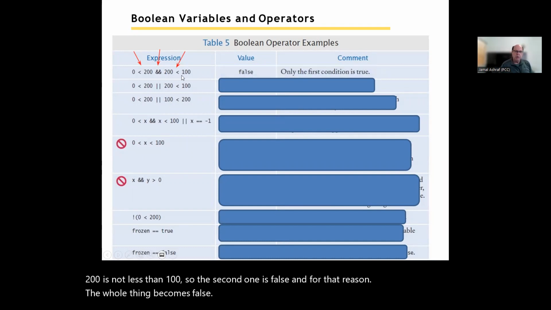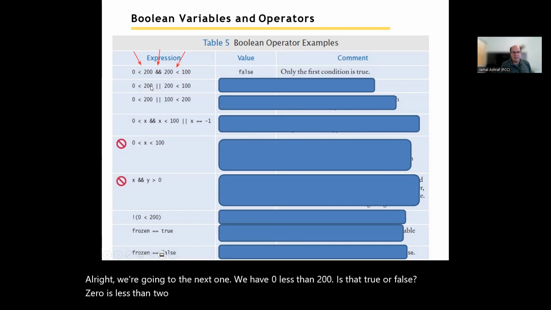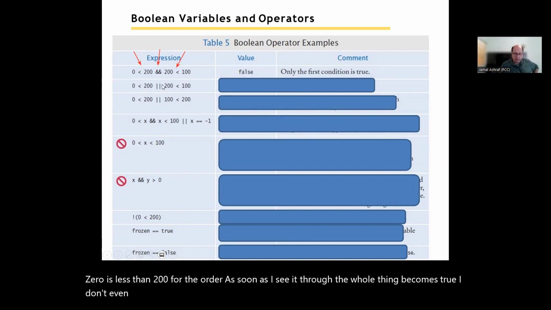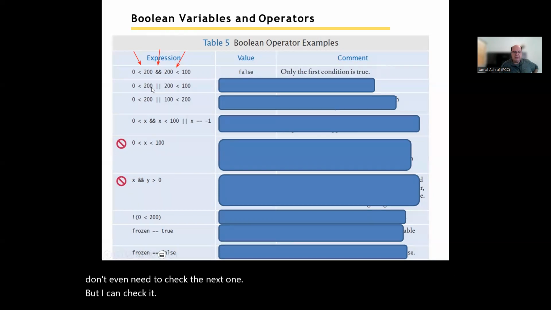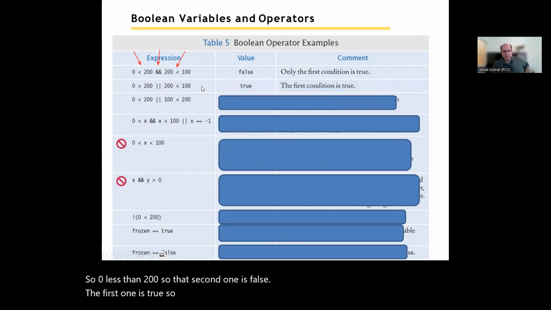All right, we're going to the next one. We have 0 less than 200. Is that true or false? 0 is less than 200. For the or, as soon as I see a true, the whole thing becomes true. I don't even need to check the next one. But I can check it. So the second one is false. The first one is true. So the whole thing becomes true.